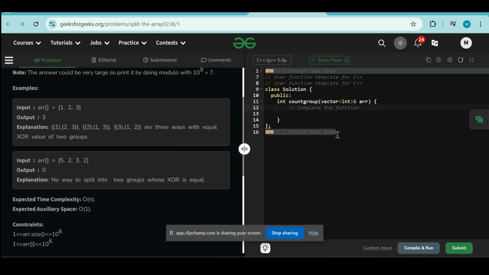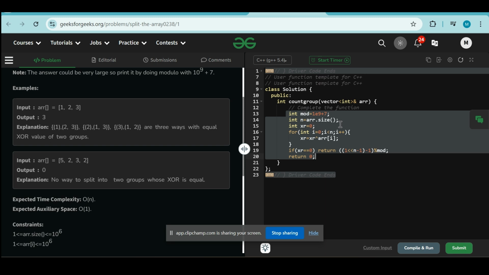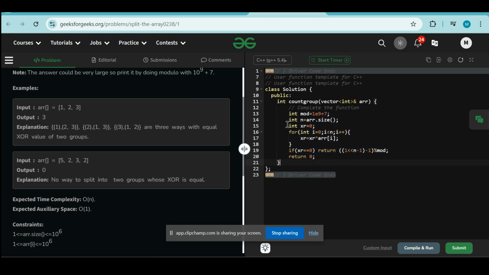Okay, so let me see the code. In the code, first we have to calculate the XOR of all the elements, and if the XOR of all the elements is 0, then we have to return 2 to the power n minus 1, minus 1, modulus mod. So it should be in the integer range, and if that is not possible, then we have to return 0. Okay, so this is the solution.